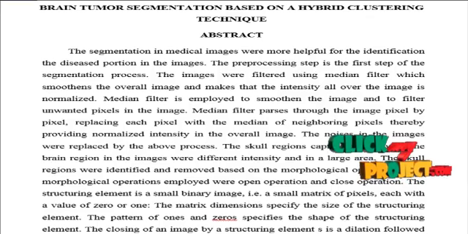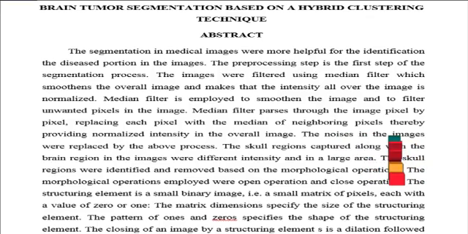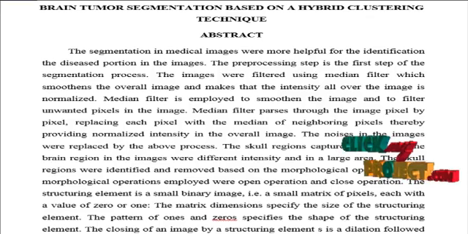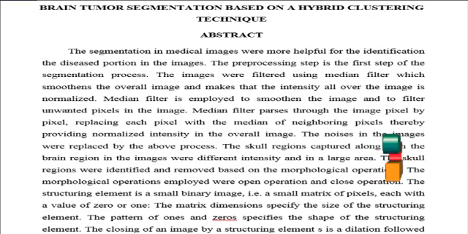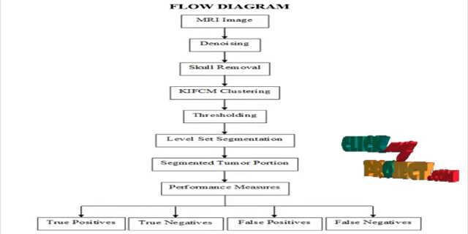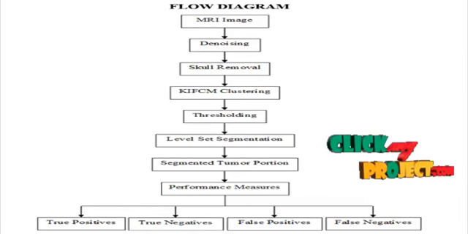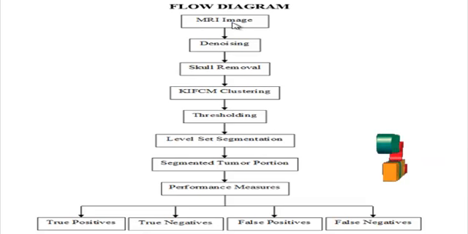The performance of the process is measured based on performance measures like true positives, false positives, true negatives, false negatives, accuracy, precision, and recall of the process. Let us see the flow of the process. The input MRI image is obtained from the dataset.